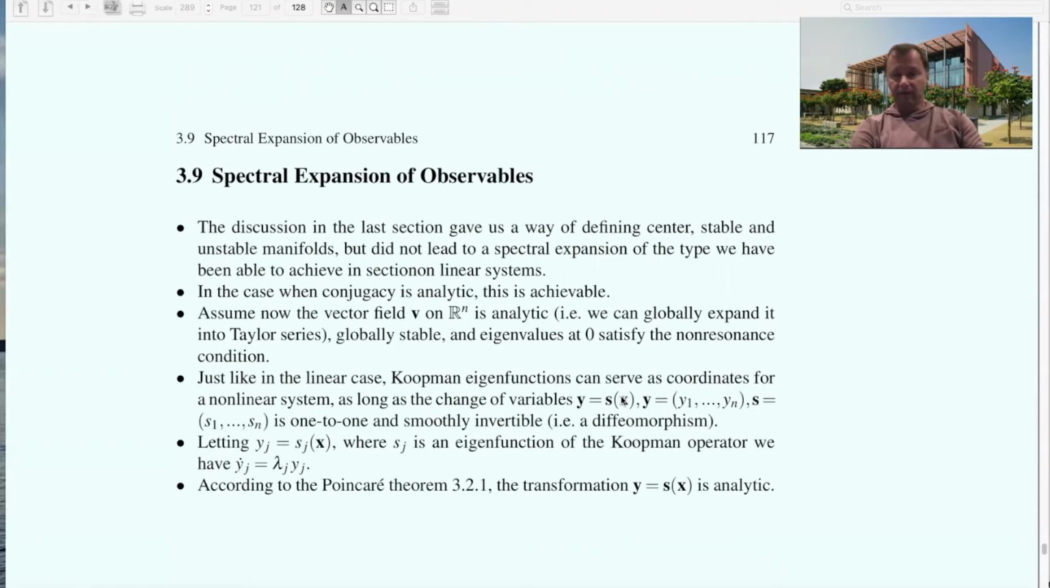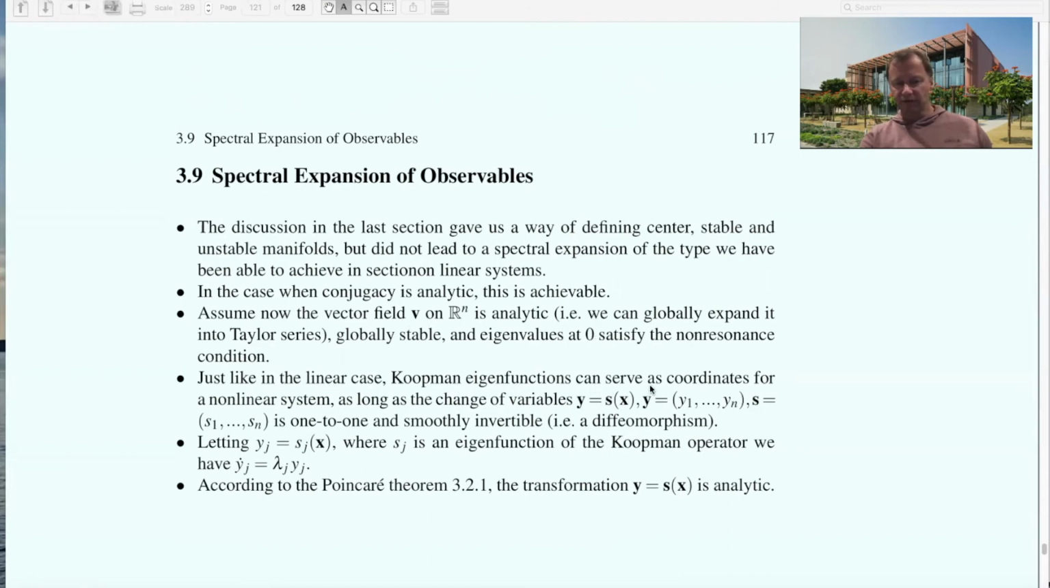Now, the final topic in this discussion of nonlinear systems with equilibria is the notion of spectral expansions. And I would like to obtain, just like in the linear case, a spectral expansion that determines the evolution of any observable that we choose on the state space. And the way we are going to do this is starting from the assumption that we have non-resonance conditions at 0 at our fixed point, and the fact that V is analytic. We're going to do, again, the change of variables.